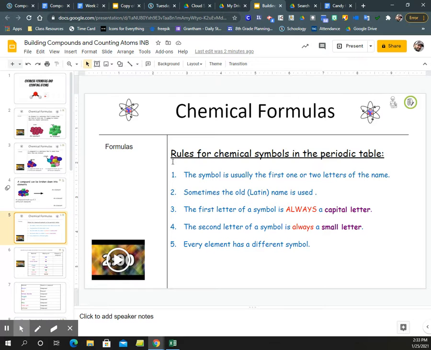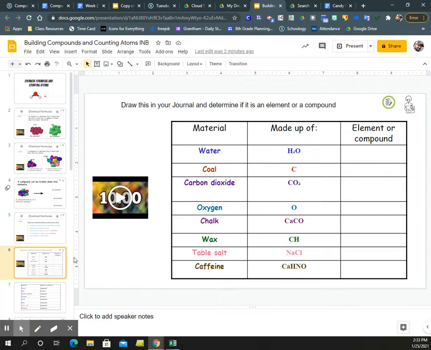All right. So for a formula, there is a rule. What you need to know is that it's first made up of the symbol. If you look at your periodic table, those letters are the symbol. It always starts off with a capital letter. The first letter is always capital. If it has more than one letter, the second letter is going to be lowercase, and every element has its own symbol.